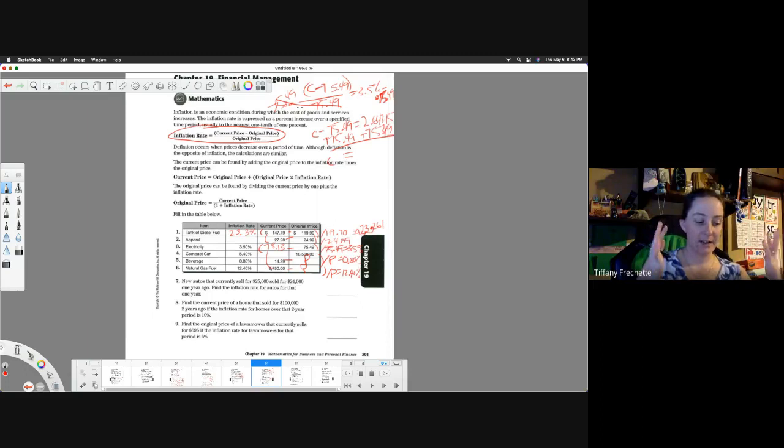Same exact idea for number 7, 8, and 9. You're just looking at a word problem. So you're going to look for what is my current price, what is my original price, if they give me inflation rate. So they're going to give you, like I said, 2 of those 3 pieces. And you need to fill in this equation. So you're going to keep using this equation over and over and over again.